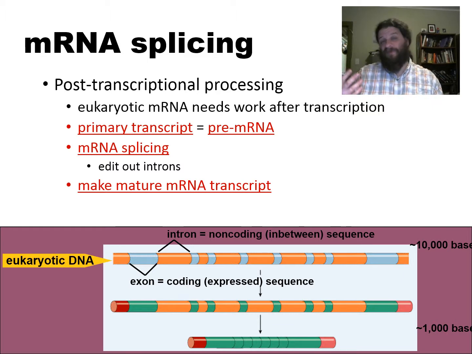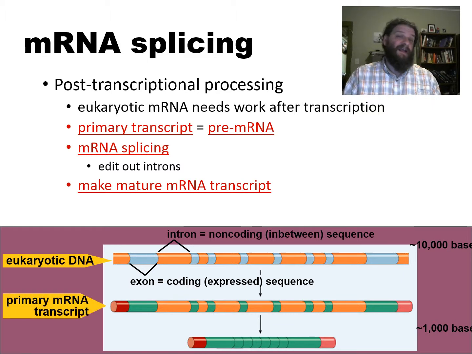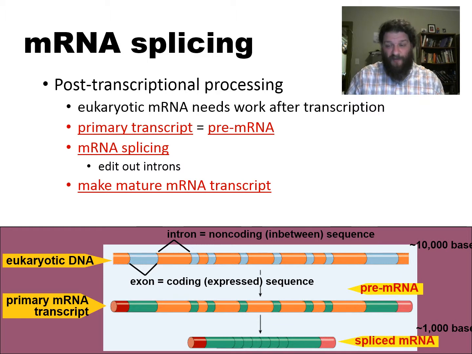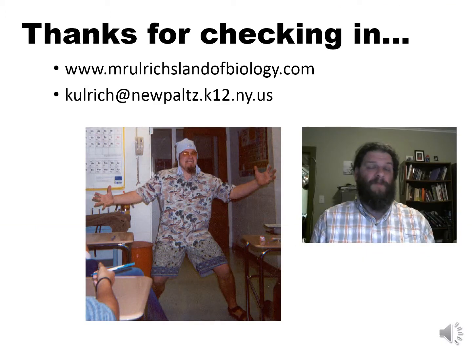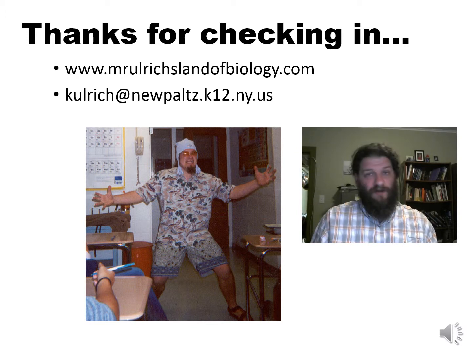So we start out with this great big long strand of DNA, and from that, just the coding part, we make this primary messenger RNA transcript, which we call pre-mRNA. And then we splice out all of the introns and put it all back together again, and we get our mature mRNA transcript. Well, let's stop here for now with transcription. The next video will be about translation, and we'll get the rest of the story.